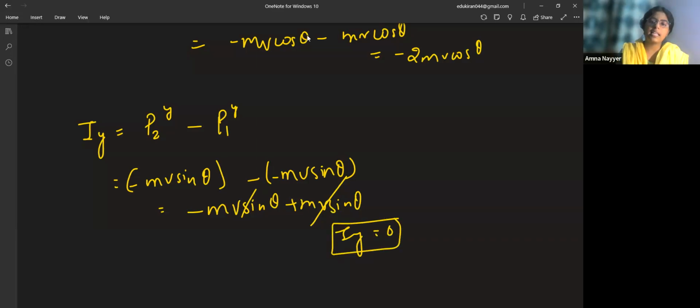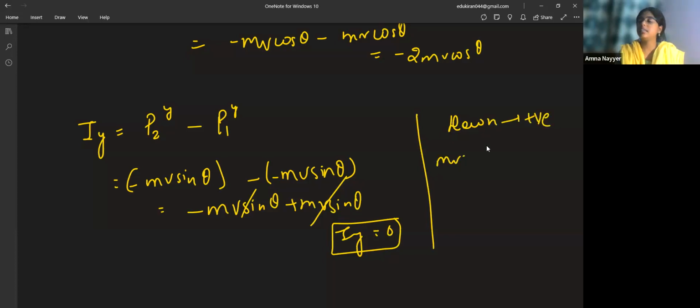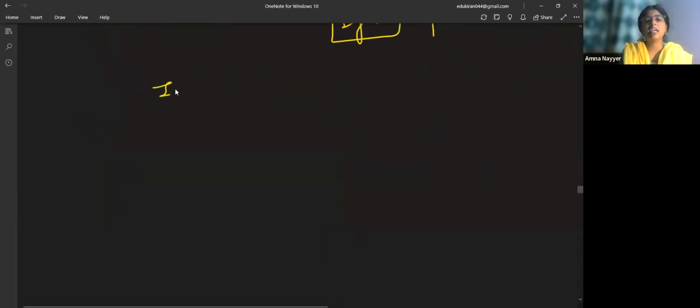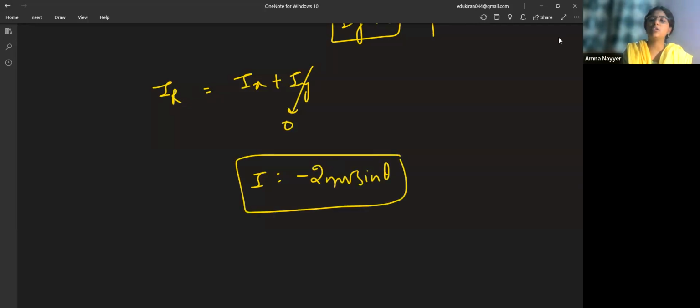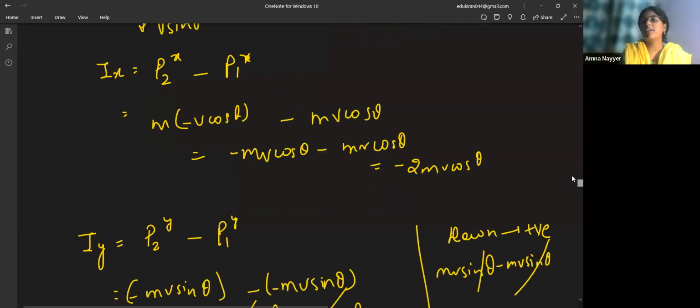See, even if you take the sign convention downwards as positive, then also mv sin theta minus mv sin theta would have given you 0. So choose any sign convention. I am telling you, you will get your answer exactly the same. What would be the resultant impulse? Resultant impulse would be ix plus iy. Since iy is 0, your net answer of impulse is minus 2 mv cos theta. If there would have been some value of y, that would have been added in your final answer.